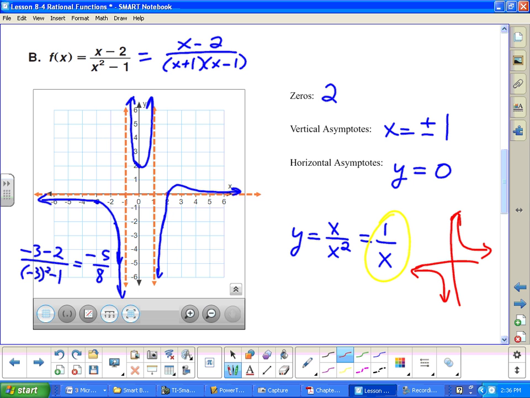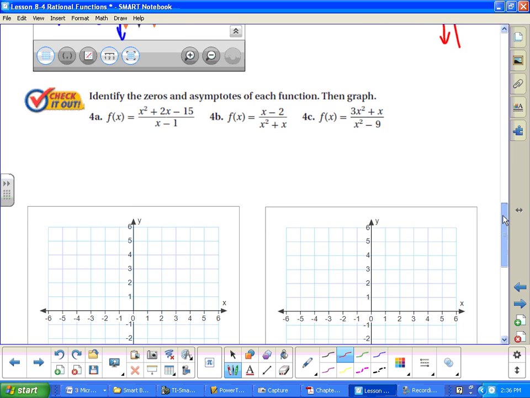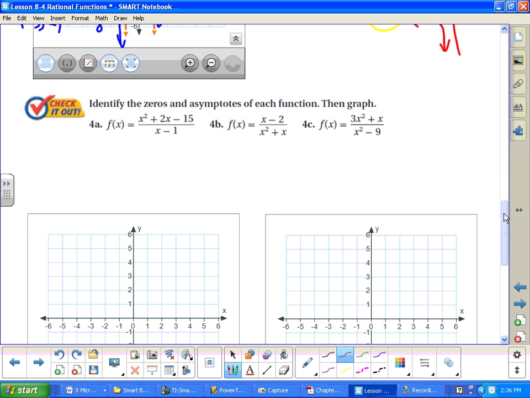So there's two of the scenarios with the horizontal asymptotes. Real quickly, I'm going to hit the third one for you. Let's look at letter C here. And I'm just going to talk about this. I'm not actually going to go through and do this problem, okay? All right.